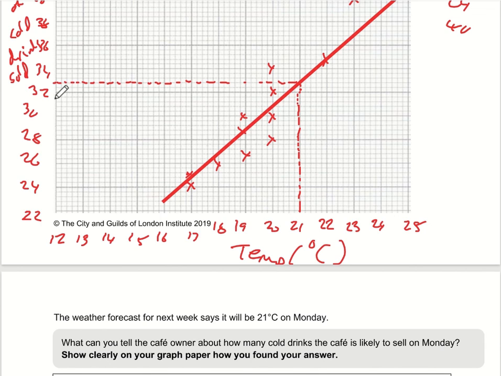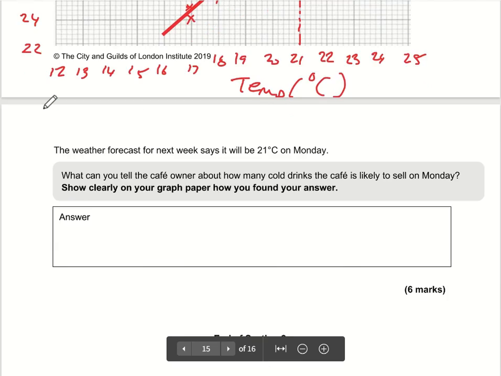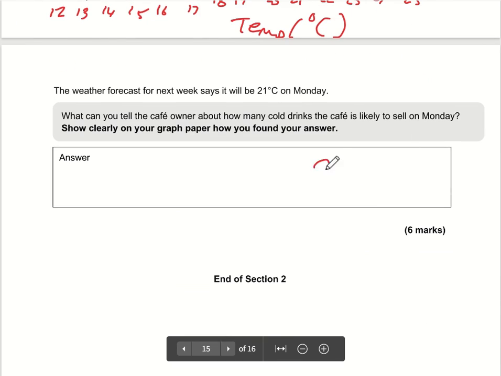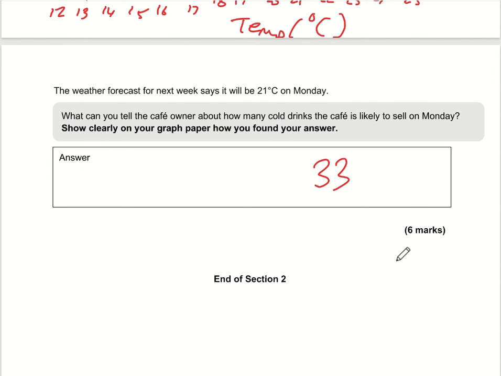So it would be a bit silly to say it's 32.8 when I could just say it's 33, because I think the number of drinks sold should be a whole number. So here I would go for 33 cold drinks. And that takes us to the end of section 2.